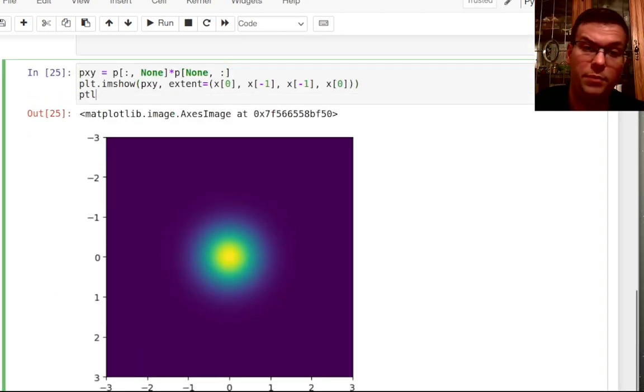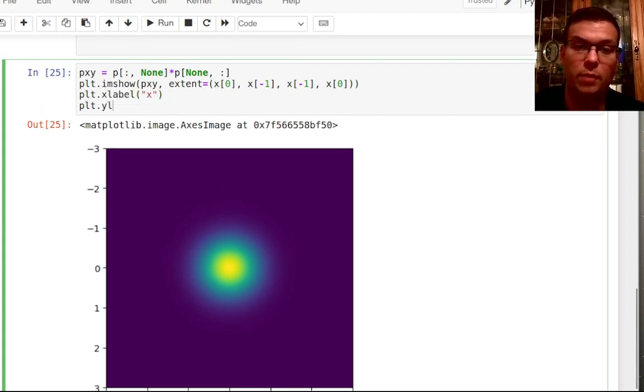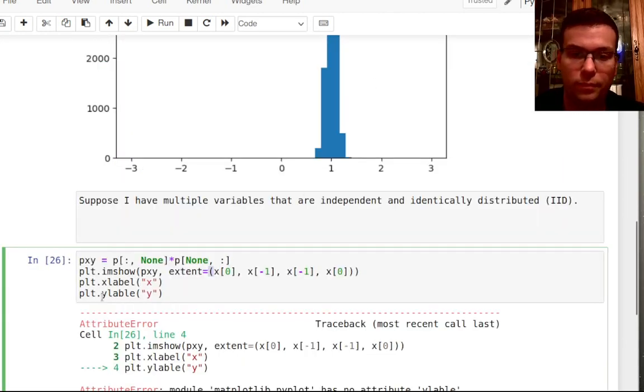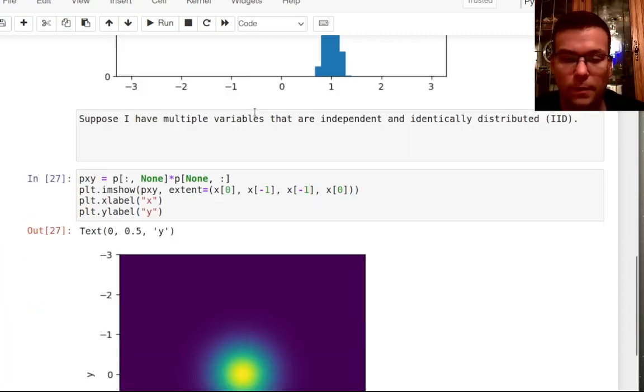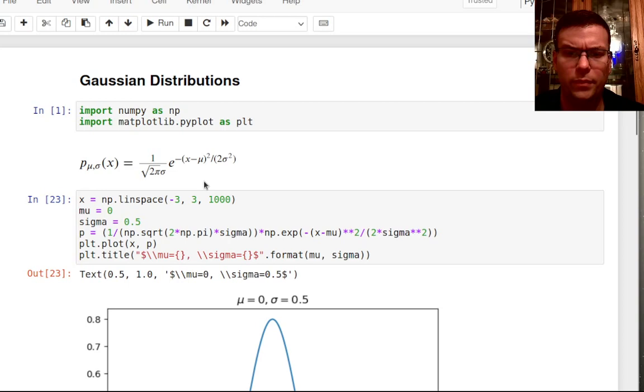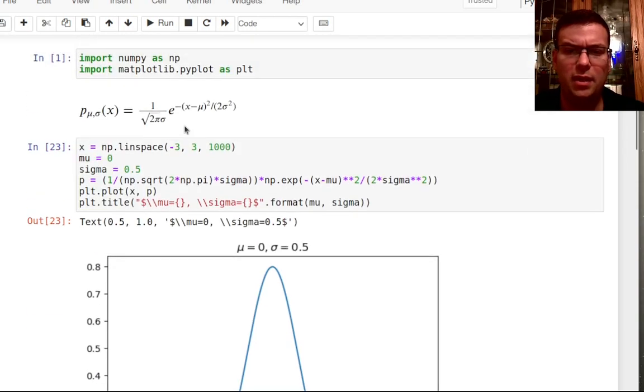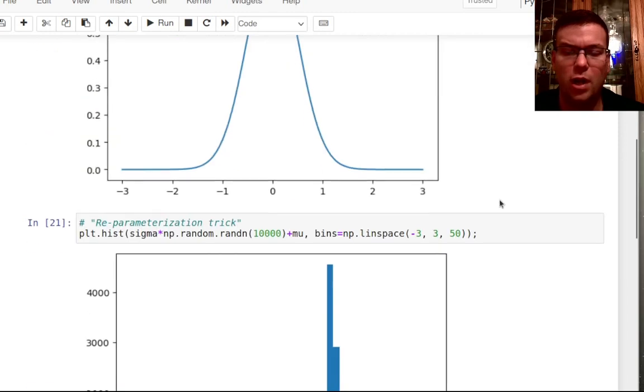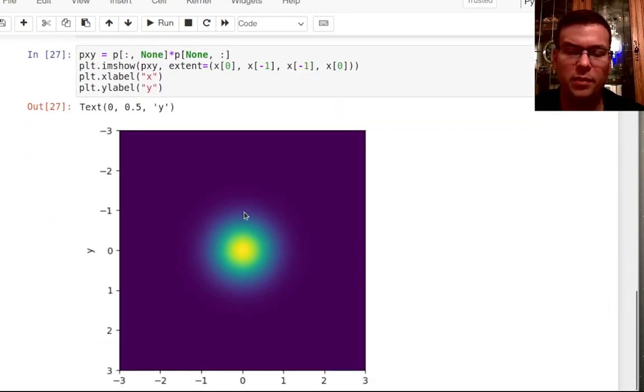So now I'm saying I have two variables, x and y perhaps, and they each have the same distribution. They each have this Gaussian distribution with mean 0, standard deviation 0.5, is what I think I made. So it's like taking this as a function of x and multiplying it by the same kind of function as a function of y. And then I get this blob. So a two-dimensional Gaussian is a blob.